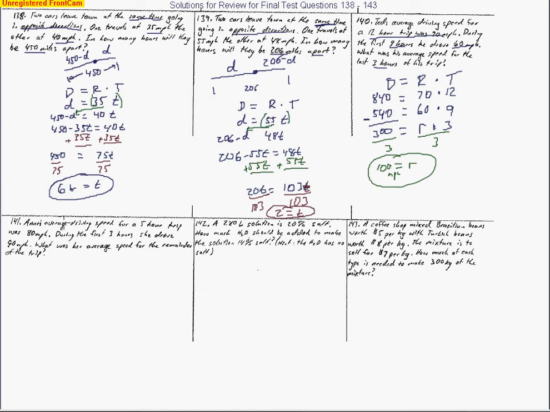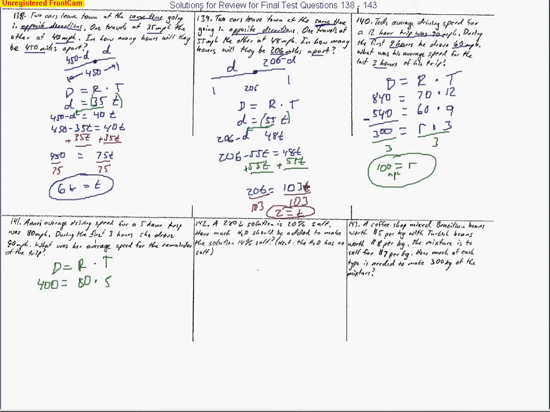Well, here we have Ann's average driving speed for a 5-hour trip was 80. So same type of problem. So distance equals rate times time. Average driving speed for a 5-hour trip, 80 miles an hour. So we go ahead and multiply those two. We end up with 8 times 5 is 40, and add a 0, so it's 400.